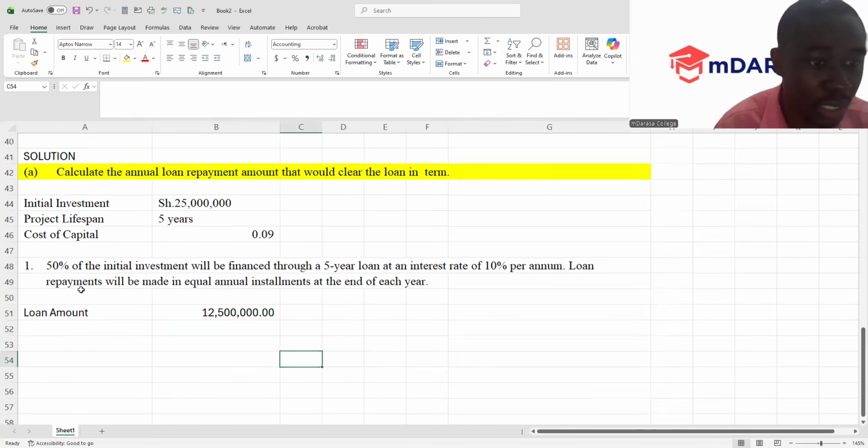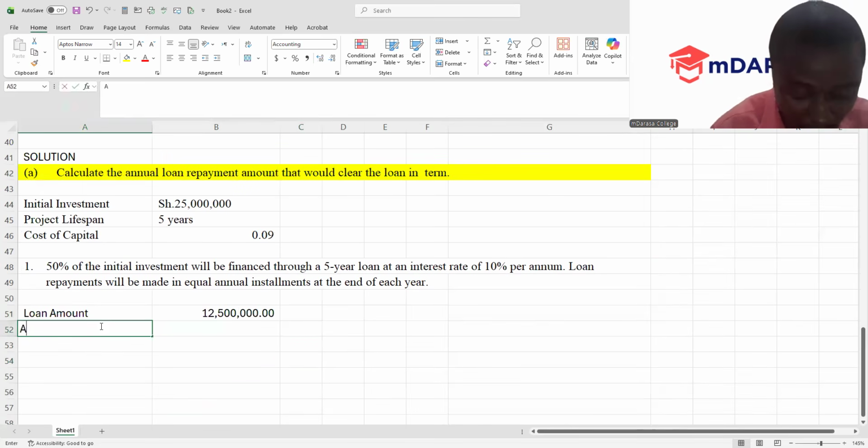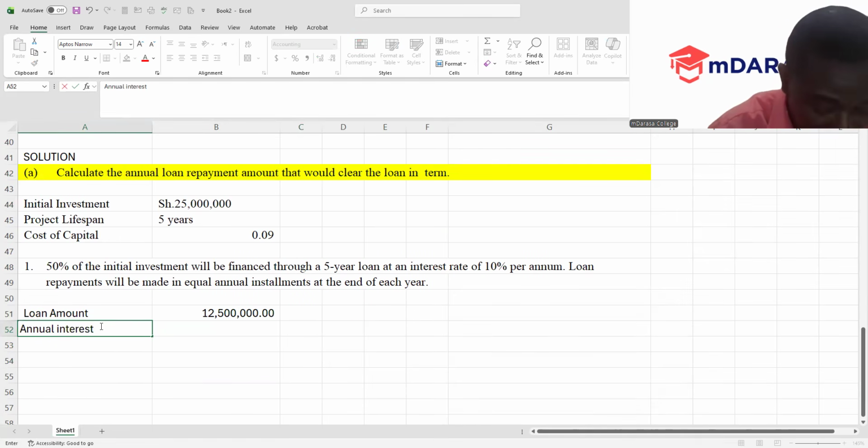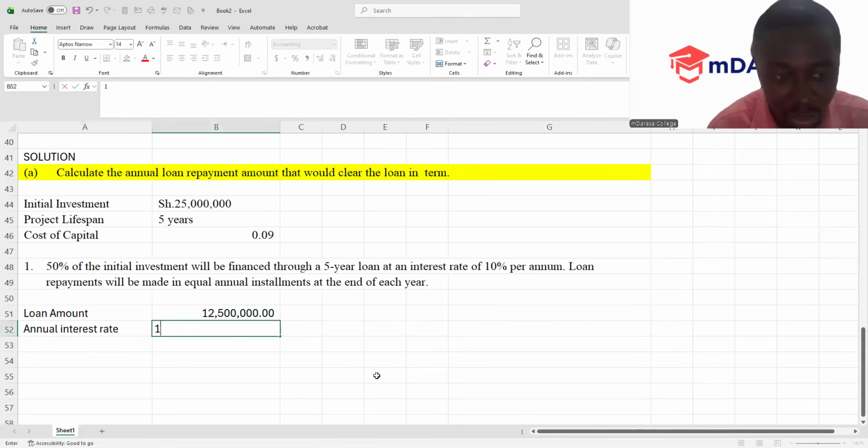What about the annual interest rate? You're given a value of 10%. So you take 10%.